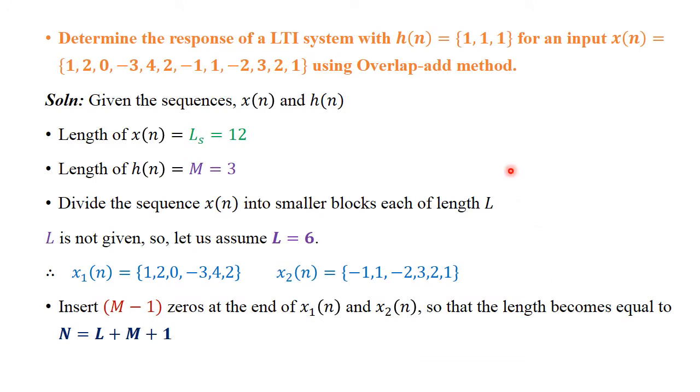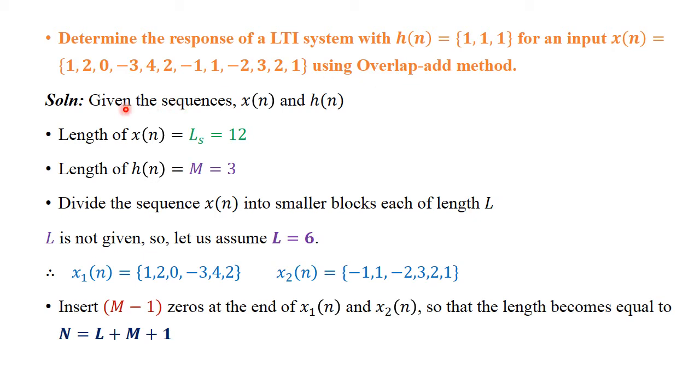Now let us get into the problem related to the overlap and add method so that we can clearly understand the theoretical steps we discussed previously and how they are implemented. Now let us go through the problem statement. Determine the response of an LTI system with h of n is equal to 1 1 1 for an input x of n is equal to 1 2 0 minus 3 4 2 minus 1 1 minus 2 3 2 1 using the overlap add method.